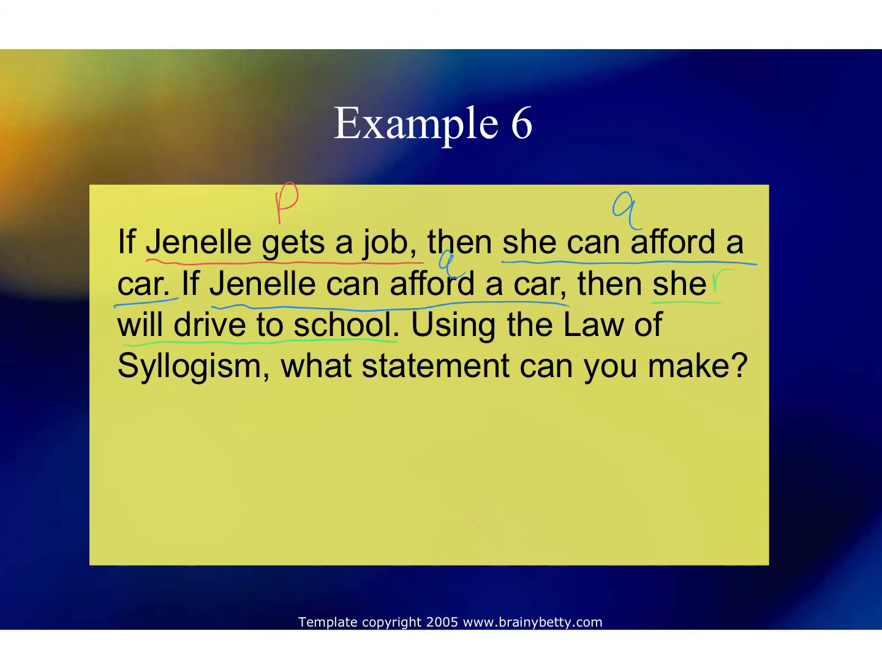So the law of syllogism says, take out the part that's repeated as a conclusion and hypothesis and just write the first hypothesis. So if Janelle gets a job, then what happens? What can we conclude? Then she will drive to school.